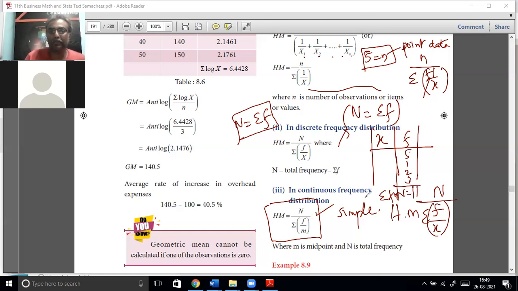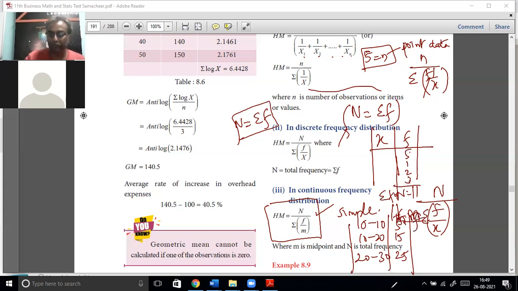Then continuous frequency distribution, what does it become? The x value will not be given. For 0 to 10, the mid value is 5; 10 to 20, the mid value is 15; 20 to 30, the mid value is 25. Where is x? x is not given. Only the class and the frequency are given. You have to use the mid value here, with the frequency there.